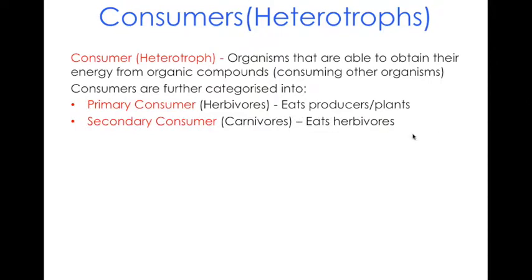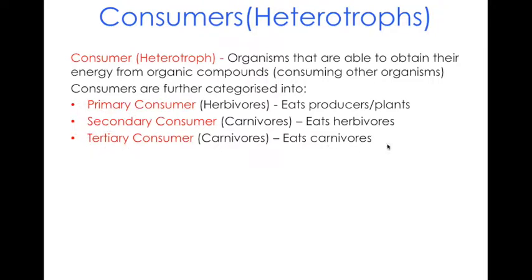They are the ones that now eat the herbivores. And then you've also got a tertiary consumer, which is also a carnivore, but it's a carnivore that eats other carnivores. And so, as you can sort of see, it works away as primary, secondary, and tertiary.